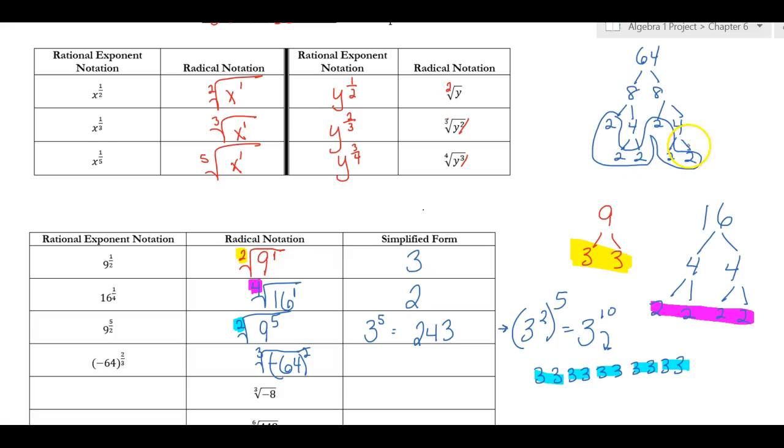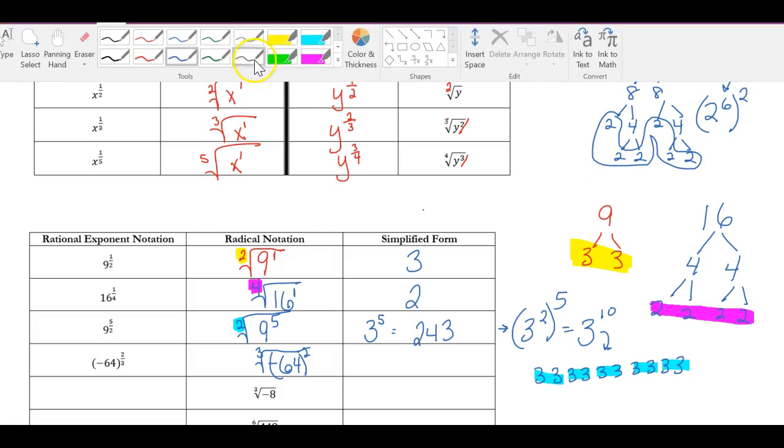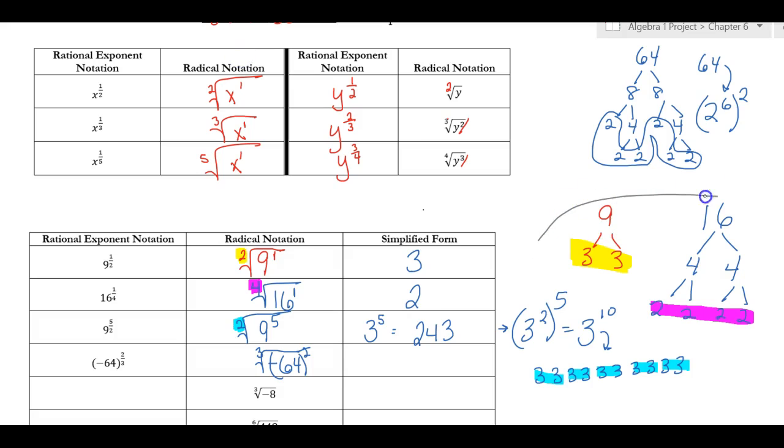Now, 64 is the same as 2 to the 1, 2, 3, 4, 5, 6. But I also have to square that because it says squared right here, right? So this becomes 2 to the 12th. Let's get a different color. We're running out of space. So this is 2 to the 12th.